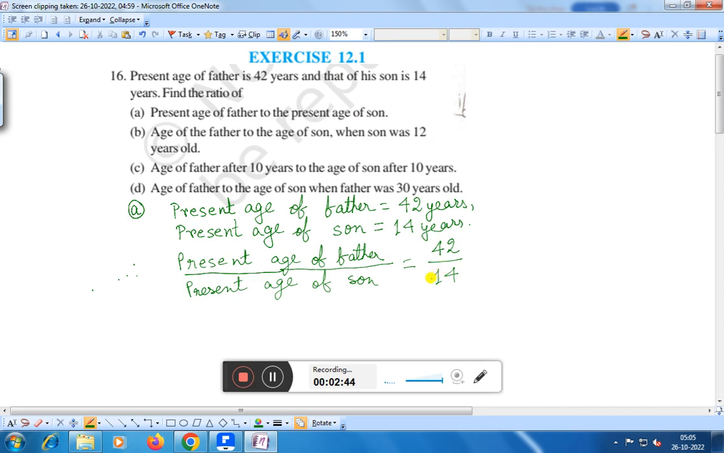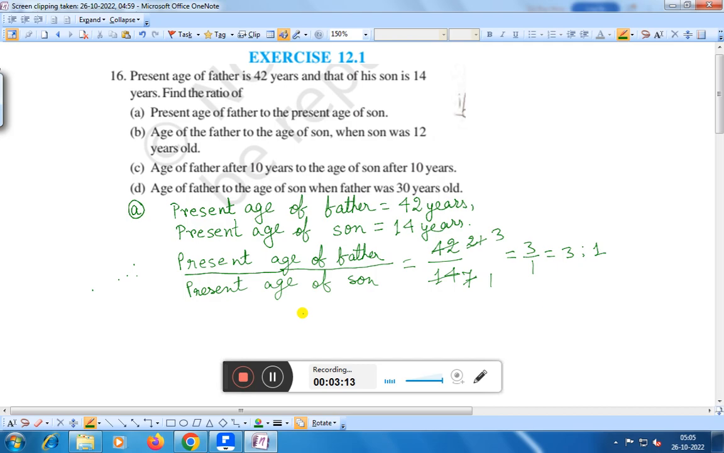If we change into lowest terms, 2 7s are 14, 2 2s are 4, 2 1s are 2, 7 1s are 7, 3 7s are 21. That is 3 by 1, or you can write it as 3 is to 1. Therefore, the ratio of present age of father to the present age of son is 3 is to 1. Right? This is the solution of question number A.